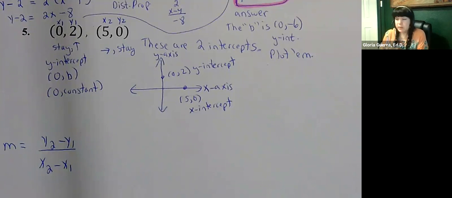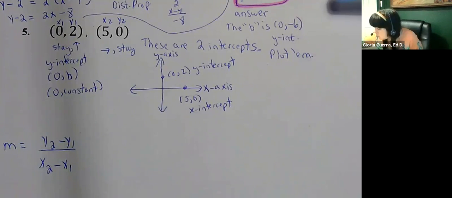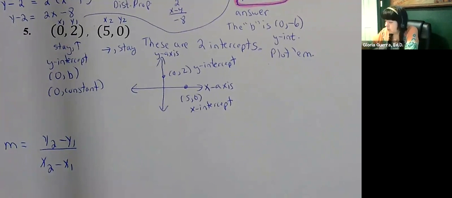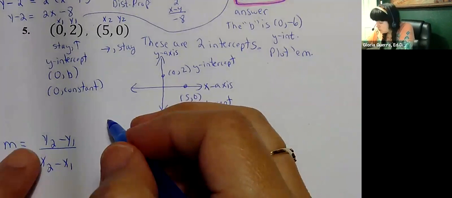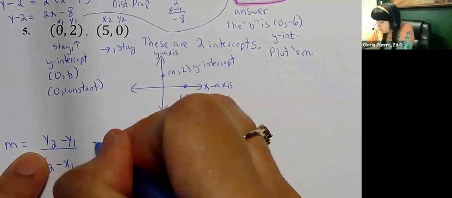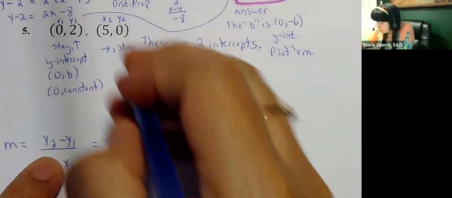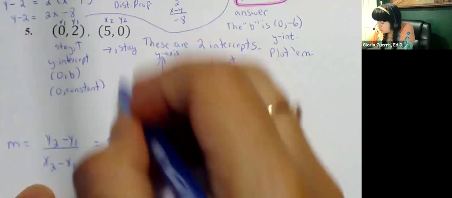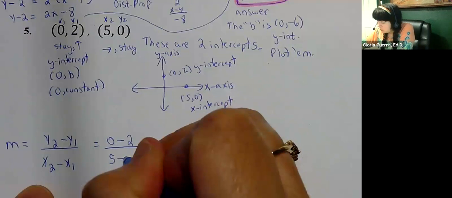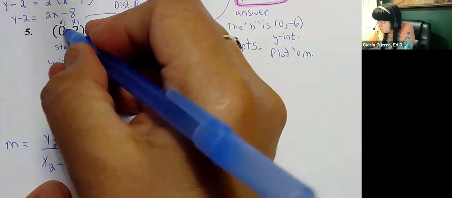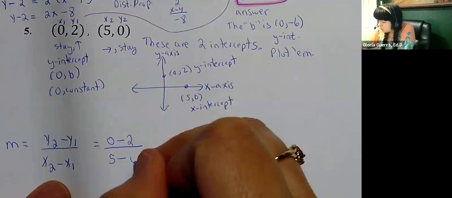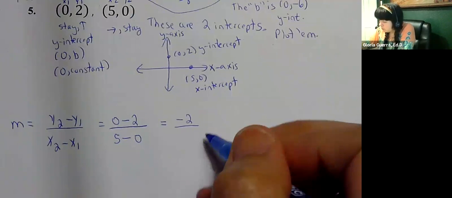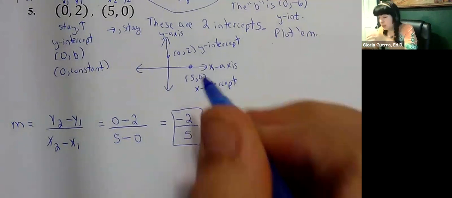Okay, that was about a minute, so hopefully that was enough time for you to find your m. Did you find it to be negative 2/5? So y sub 2 is 0, take away y sub 1, which is 2, all over x sub 2, which is 5, take away x sub 1, which is 0. So 0 take away 2 is negative 2, and 5 take away 0 is 5. So there's your m.